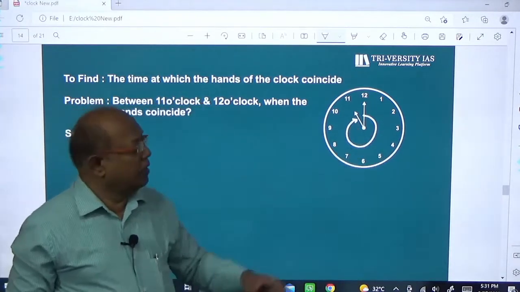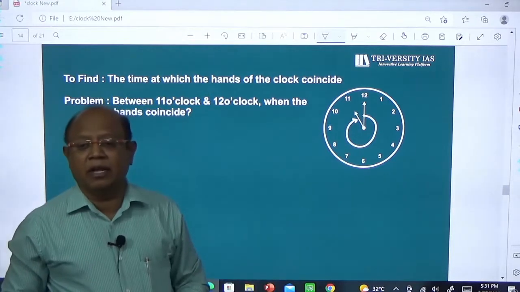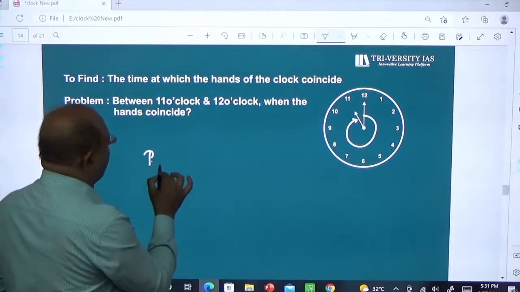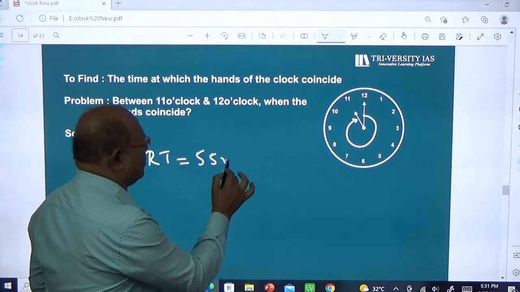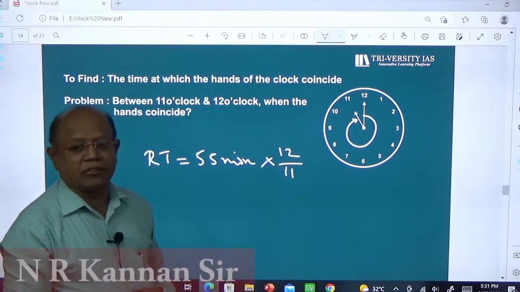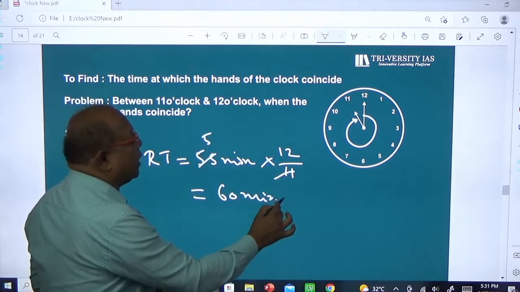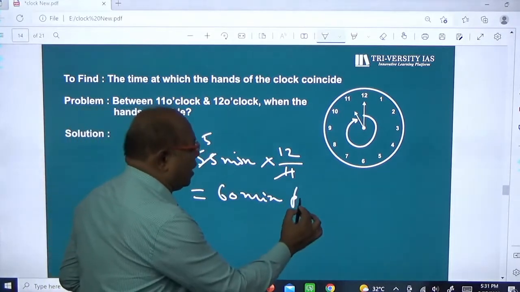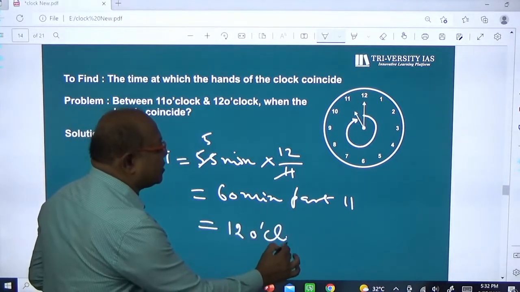But by this time, the smaller hand won't be there. It will also move. So how much is it? For us, the visible time is only 55 minutes. Now to get the actual, the relative time, as I already told, we have to multiply by 12 by 11. So 55, here 11 fives are 55, so 60 minutes. So the coincidence takes place 60 minutes past 11 o'clock. 60 minutes past 11 means it is 12 o'clock only that the hands coincide.